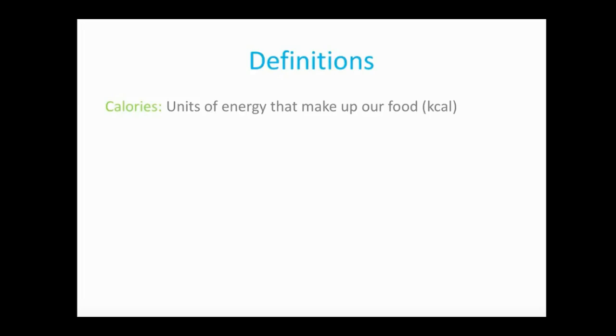So let's get into the definitions and what them key terms are. Calories: units of energy that make up our food, kilocalories. We then have macronutrients. These are the breakdown of calories and what makes up calories. They're types of nutrients that contain energy.